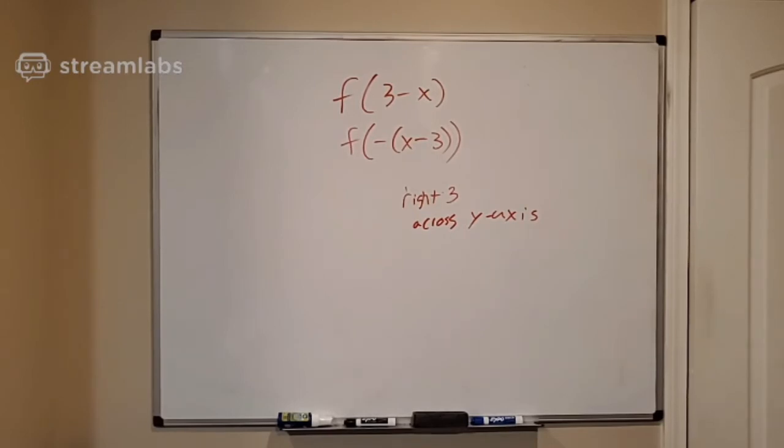So that's just basic reflections and translations and stuff like that. You just need to know which ones they are. Adding and subtracting is a translation, and multiplying is a stretch. Negatives are reflections.